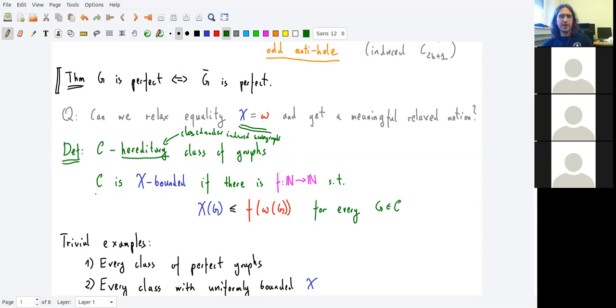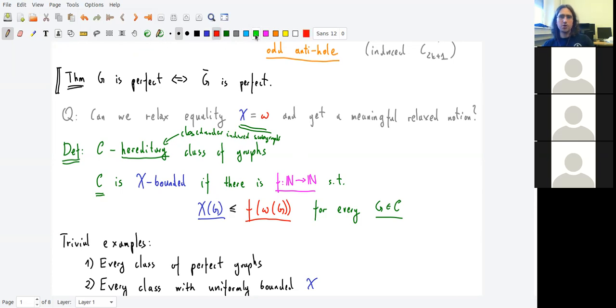So a class is called chi-bounded if for every graph G from my class, the chromatic number is not necessarily equal to the clique number, but is bounded by some fixed function of the clique number. In other words, there exists some function f such that the chromatic number is bounded by f applied to the clique number. So maybe the chromatic number is not at most omega, but it's at most say omega squared or 2 to the omega. There's a functional relation between the clique number and the chromatic number.